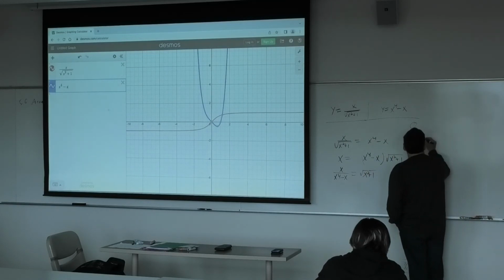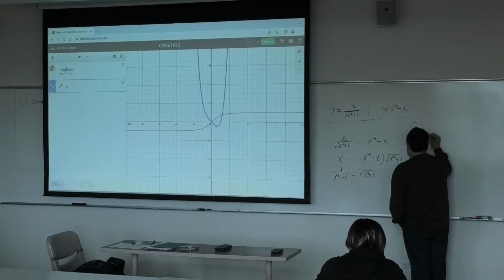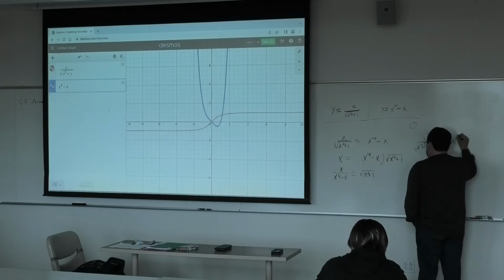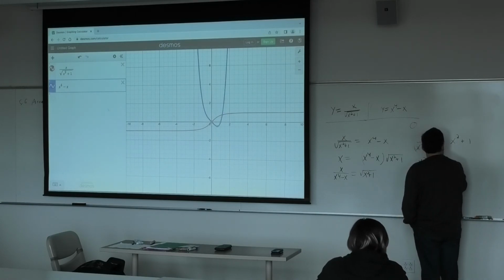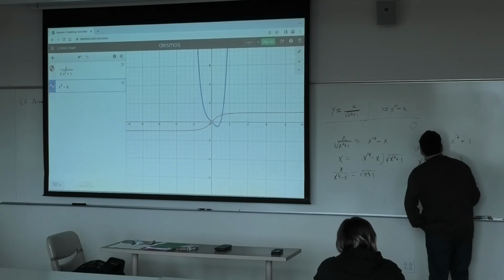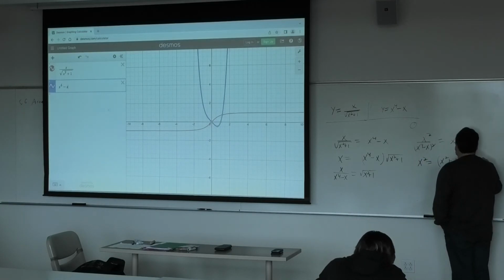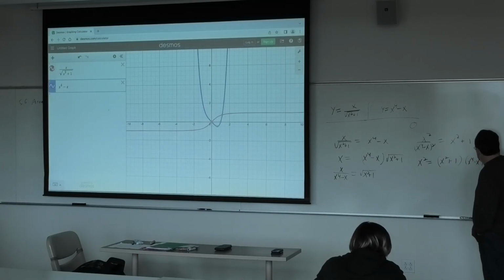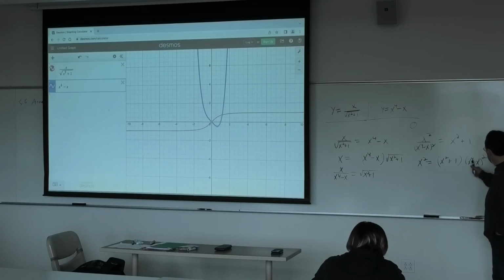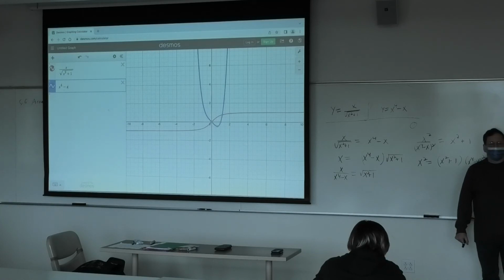I'm so sloppy, Mr. Schoenbrun. x to the 4th times x squared equals x squared plus 1. Oh my goodness. x to the 4th minus x squared. I've got an 8th degree polynomial here. No, it's not 8th. It's a 10th degree polynomial. As my grandmother would say, oy vey.